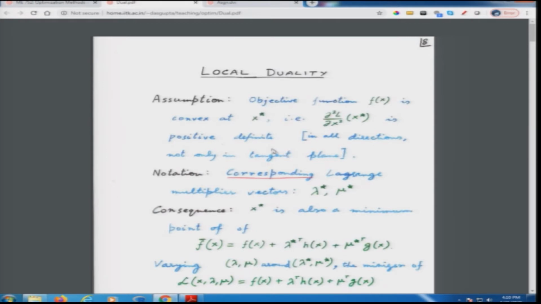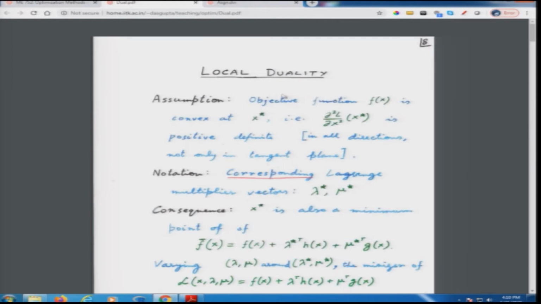Now, with this assumption the local duality works, and here we will see how the local duality really works and how it can be made to work if this assumption does not hold. Okay. So, first of all, the Lagrange multipliers corresponding to the minimum point are denoted as lambda star mu star, not simply lambda mu, because lambda mu will be variables now, and lambda star mu star will be one set of values for those variables.